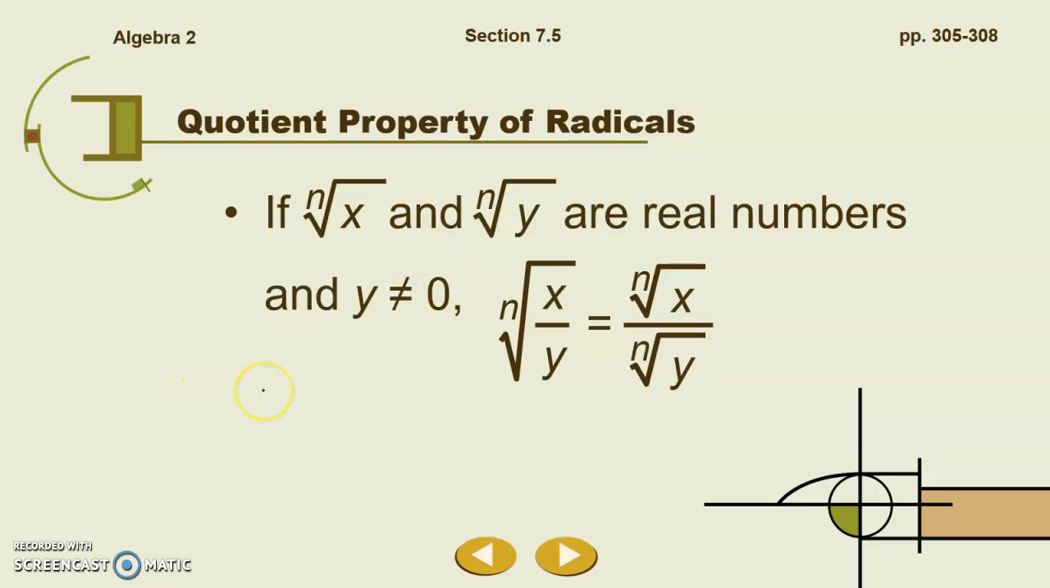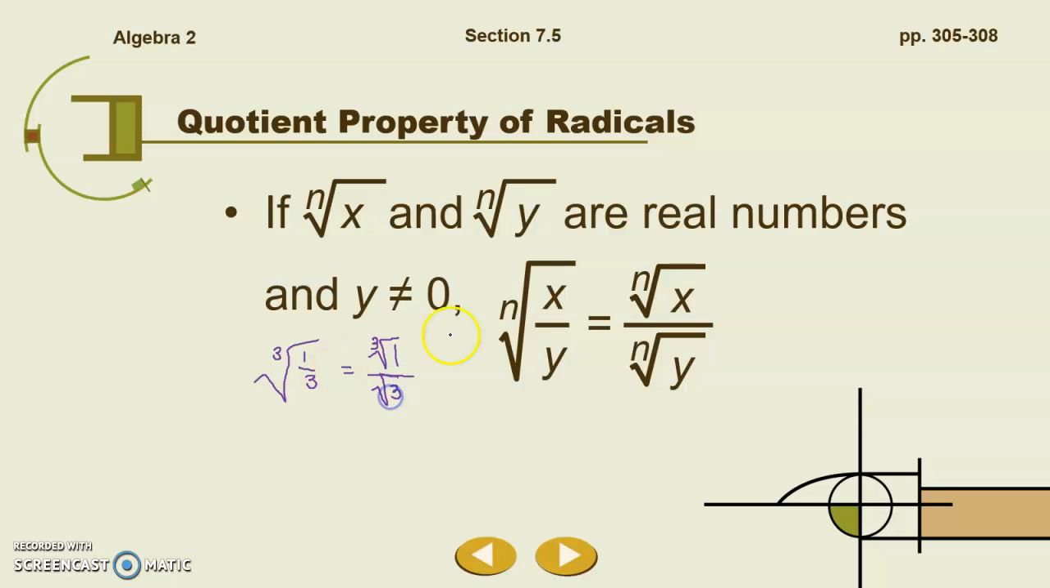This is very similar to the product property of radicals. Quotients and products here are very similar. So if we're putting numbers with that, let's say we have, for example, the 3rd root of 1/3. Another way that we can write that is the 3rd root of 1 over the 3rd root of 3.